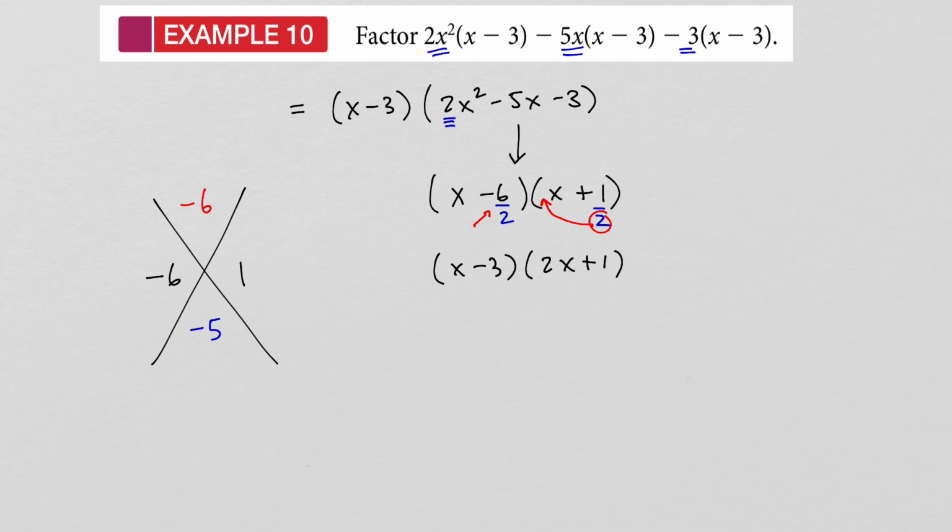Okay, and then after all that, don't forget you also have to bring down this other factor of x minus 3 that we had to begin with. So our final factorization here is x minus 3 squared times 2x plus 1. And that concludes this video lesson.